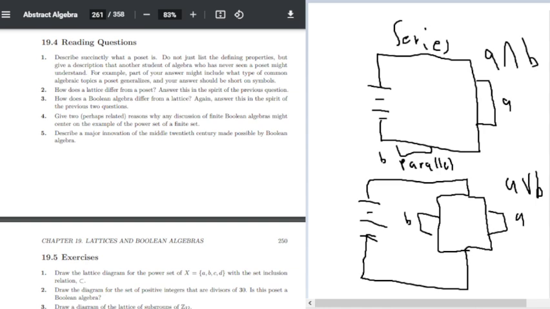Describe a major innovation of the middle of the 20th century made possible by Boolean algebras. I guess it's talking about like simplification of circuits as a logical necessity, or like the modeling of certain behaviors where you have like infimums and supremums, just generally. Yeah, I think that should be it.